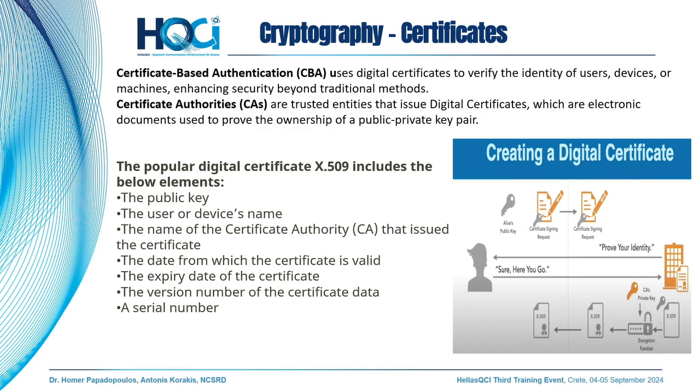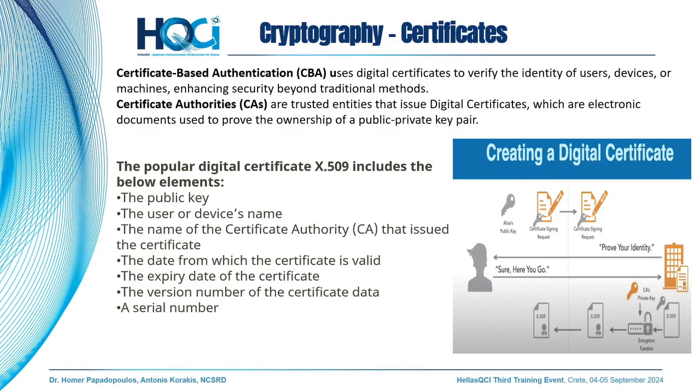What I have to do is give this data to an entity, pay, or some entities are free, and they create and return to me a public digital certificate. For example, the most used one, the X.509, contains the public key, the user device's name, the name of the certification authority, the date, expiry date, version number, serial number, etc., etc.